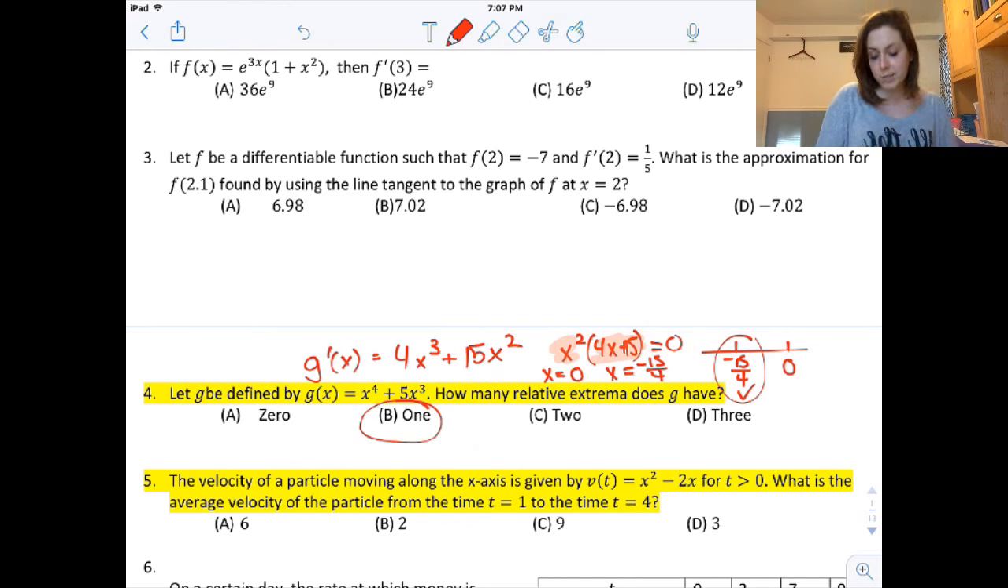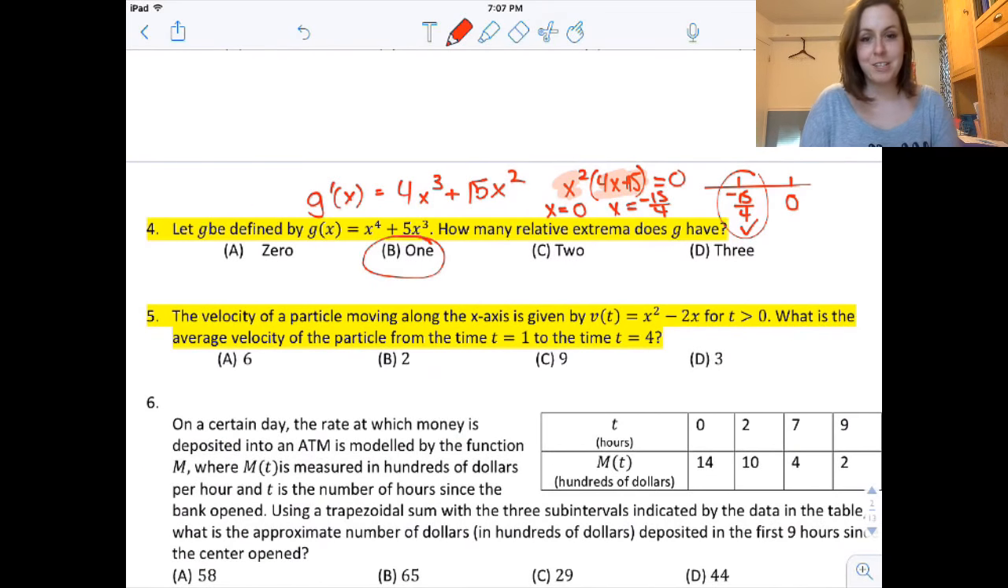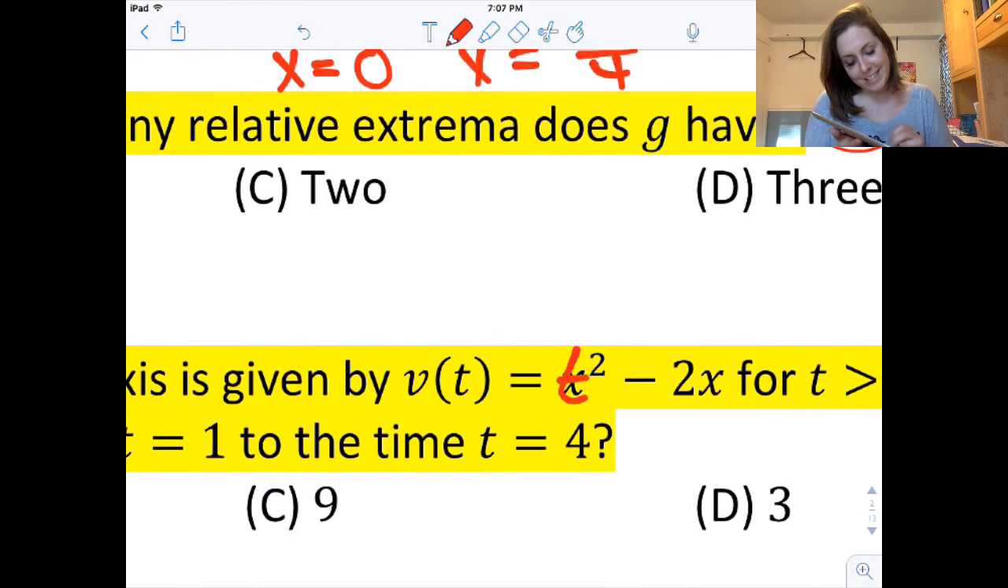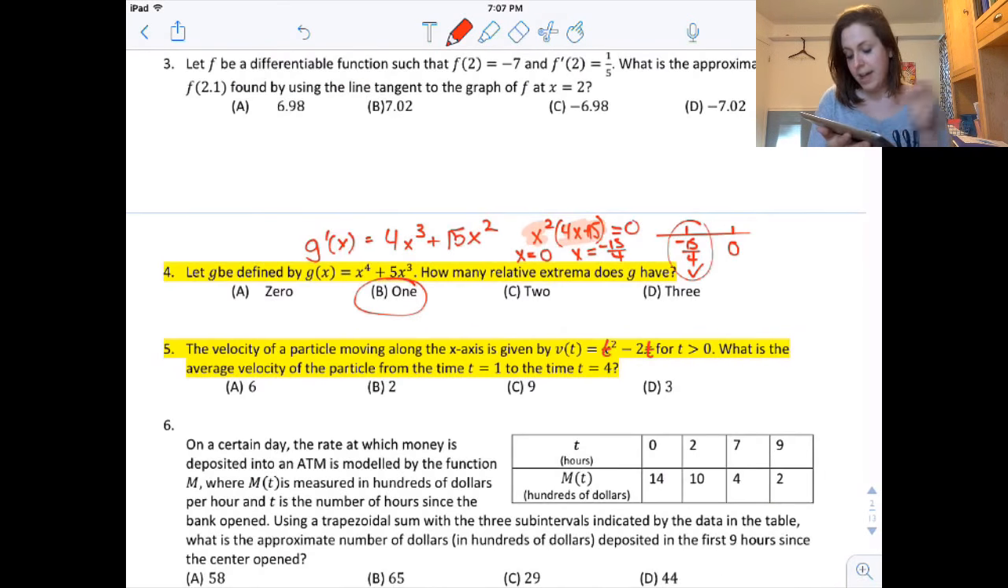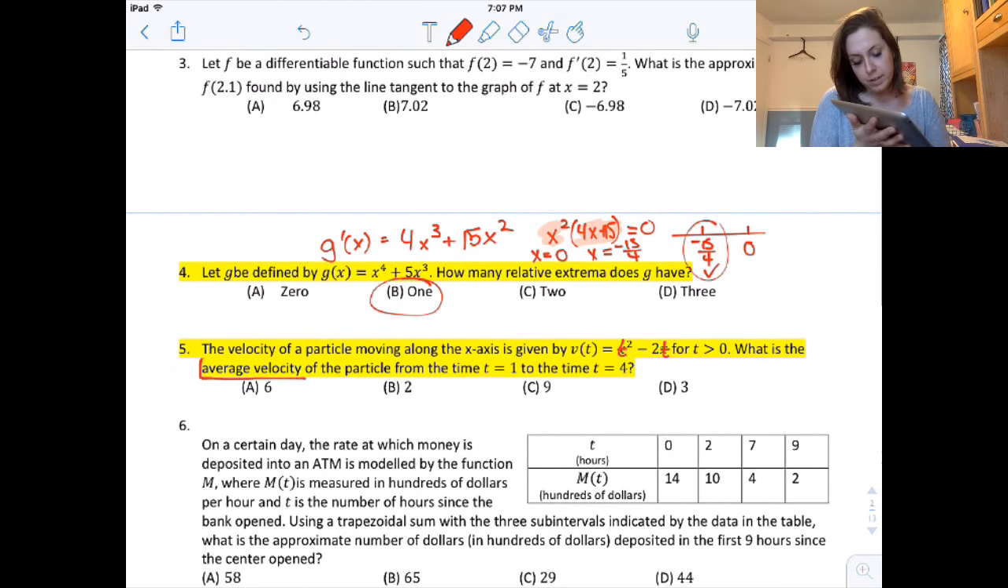All right, next one. This one's a little funky just because of the wording. The velocity of a particle moving along the x-axis is given by v of t as x squared minus 2x for t, and these should all be t's. Don't ask me why I didn't use all t's, because I wrote this. So t squared minus 2t for t greater than 0. What is the average velocity of the particle from 1 to 4?